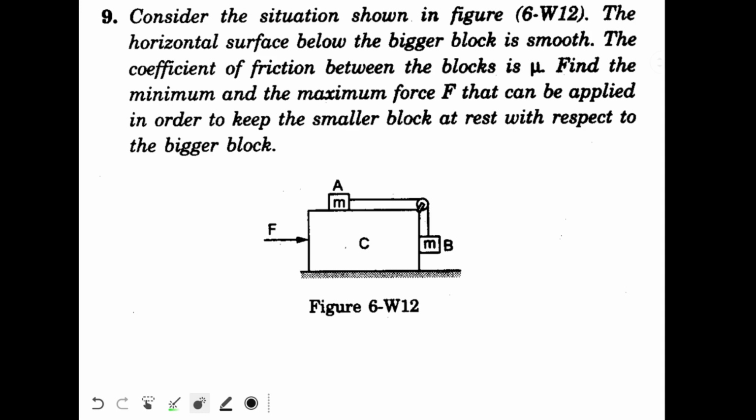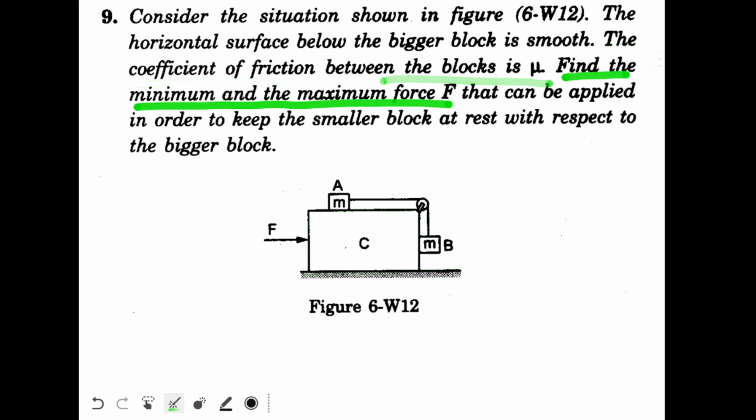Okay, ये question देखो. This is an example, solved example number 9 from chapter number 6 of H.C. Verma. Consider the situation shown in figure. The horizontal surface below the bigger block is smooth. एक block है, ground smooth है उसके नीचे. The coefficient of friction between the blocks is mu.